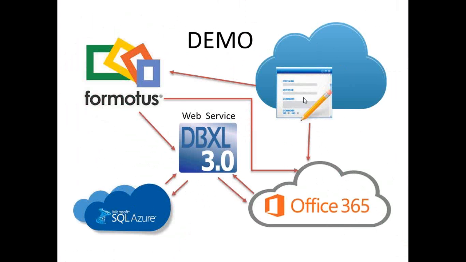The other way would be to open up in Formotus, fill out our form, and do what's called a double submit, which we actually do in 365 as well, and submit to both 365 and DBXL at the same time if you want your data to be able to be accessed from either place. And in either method, we're actually syncing our data back out to our SQL database. So without further ado, let's get into our demo, and I'm actually going to start within the Formotus application.